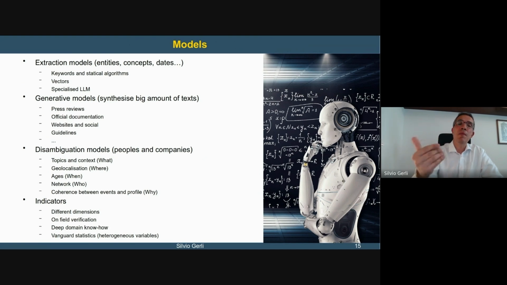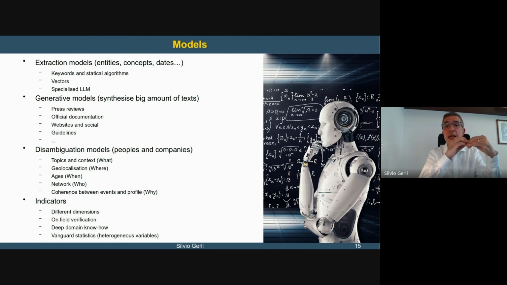There are then the generative models, for synthesis of a big amount of text. You have a lot of text, and you have to make the synthesis: press overviews, documentation that the company puts out on the website or in newspapers, websites and social, the guidelines, and so on. You have a lot of data and you have to collect it to create a single, very simple text that synthesizes everything.